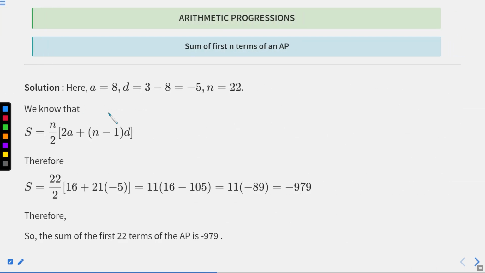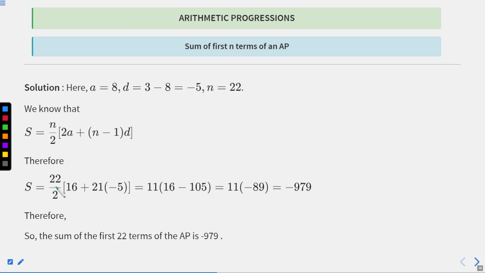So here we are given the value of a is equal to 8 and the common difference d is equal to 3 minus 8, that is equal to minus 5. And the value of n is equal to 22. We know the formula S is equal to n by 2 times 2a plus n minus 1 times the common difference d. Here we are given these values, and now we put these values in this formula.